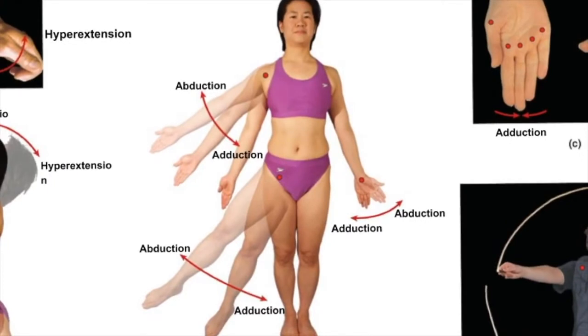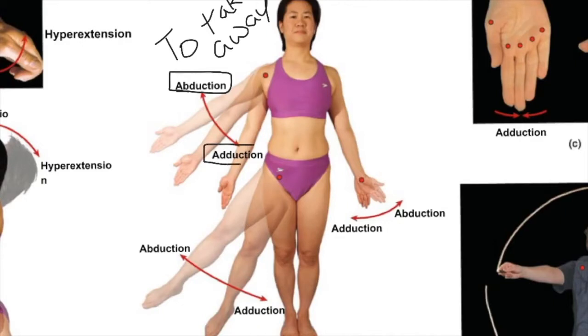Abduction and adduction. Abduct with a B means to take away, right? When something is abducted, it is taken away. So abduction means you're moving a body limb away from the body. That's abduction with a B. And then adduction is the exact opposite, where you're adding. That's where the extremity is coming back to the body. We've got abduction with a B and adduction with two D's.